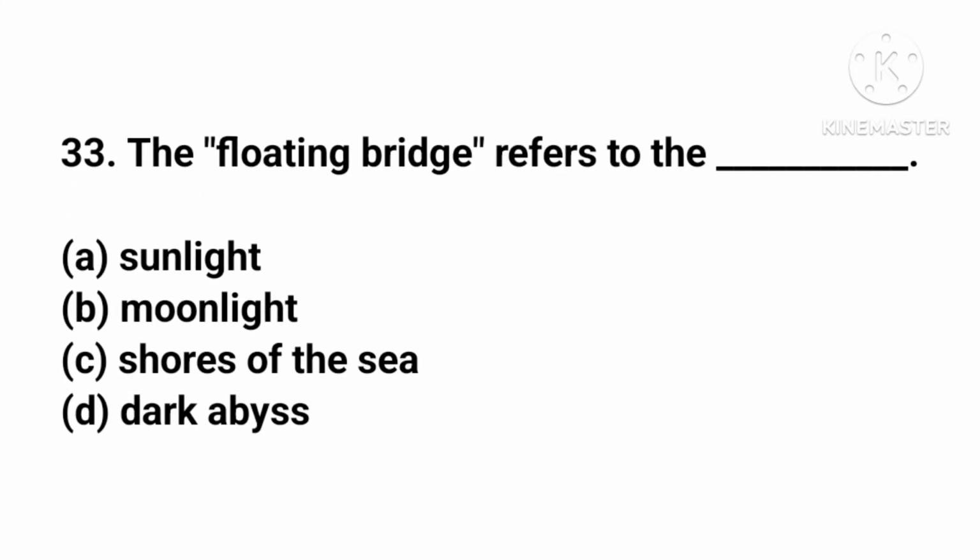Now coming to question number 33. The floating bridge refers to the dash. Option A, sunlight. Option B, moonlight. Option C, shores of the sea. Or option D, the dark abyss. Oh, let the moon be with you. The floating bridge refers to the moonlight.